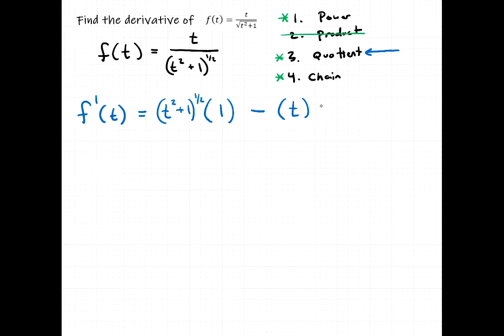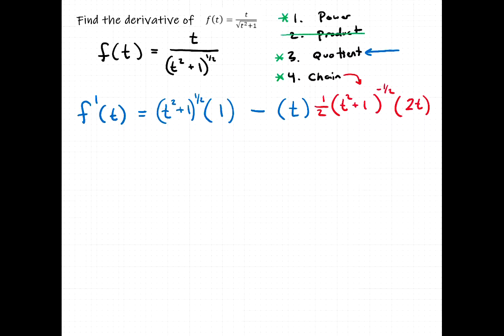So this is where we use the chain rule. The chain rule says for the outer function, the 1/2 power, take the derivative of the outer function, right? The inner function stays the same, t squared plus 1, and then we multiply by the derivative of the inner function. The derivative of t squared is 2t, and the derivative of 1 is 0. So this is where we use the chain rule.